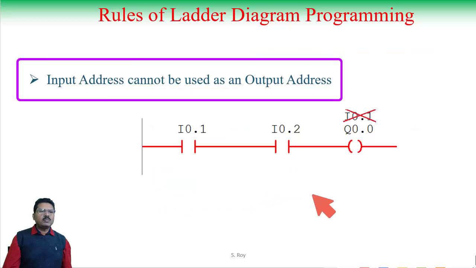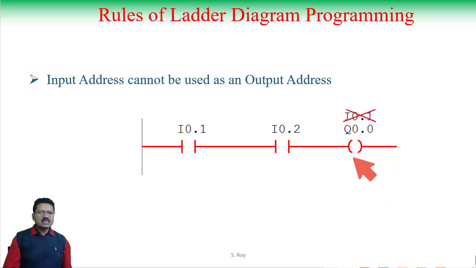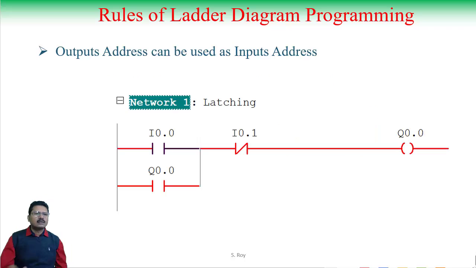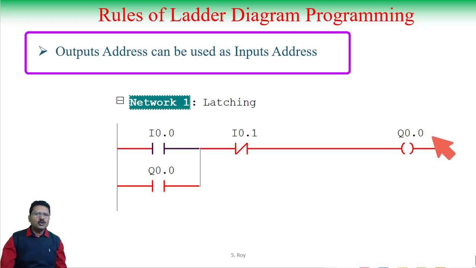Input address cannot be used as an output address. Means this is the output which will be addressed by Q0.0. Means it is addressed with the letter Q. Never can we start the output address with the English alphabet I. Input address can never be placed at the position of output, means at the position of the coil, but output address might be used at the position of input. See here, this is the input contact and the address is Q0.0 and this is permitted only for latching operation.